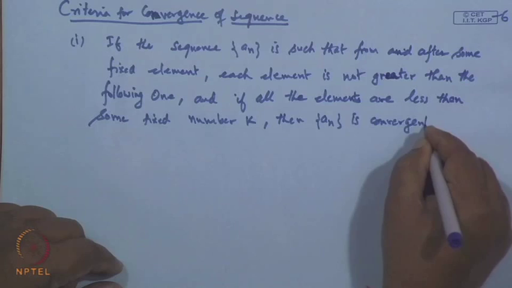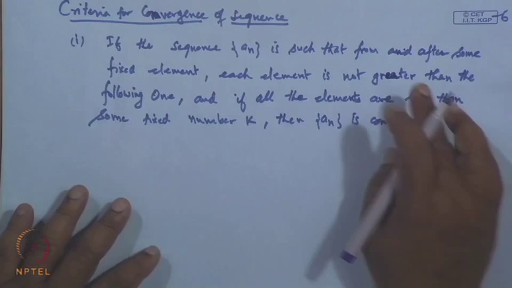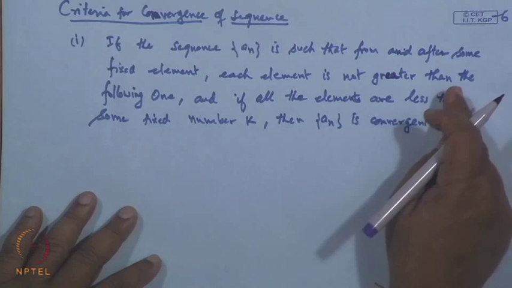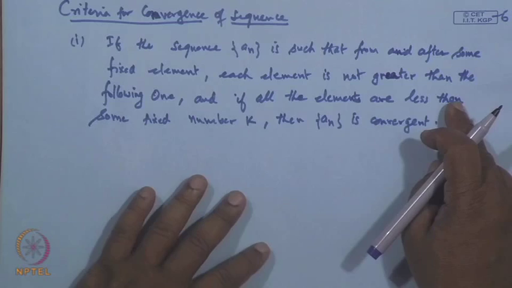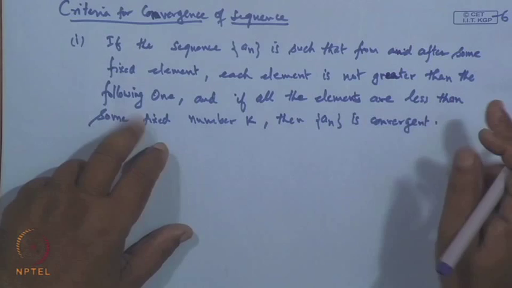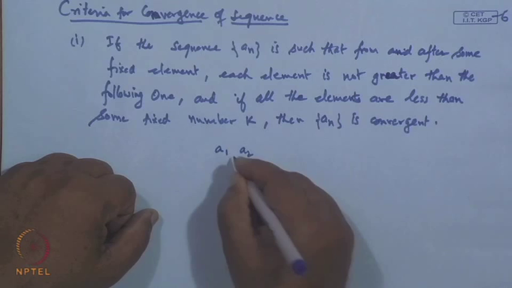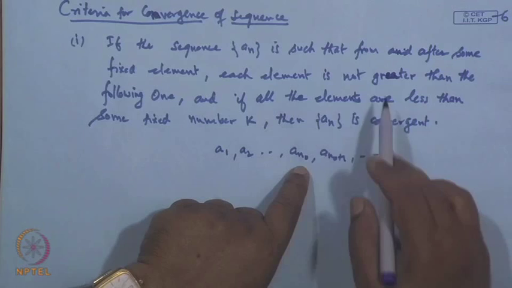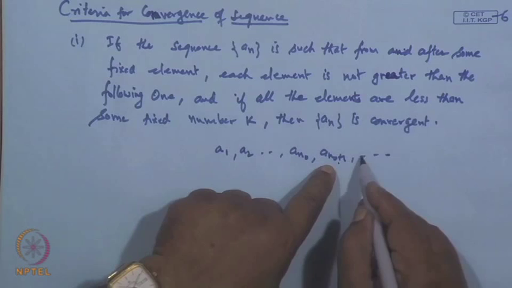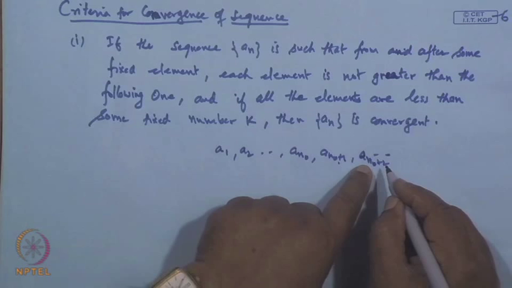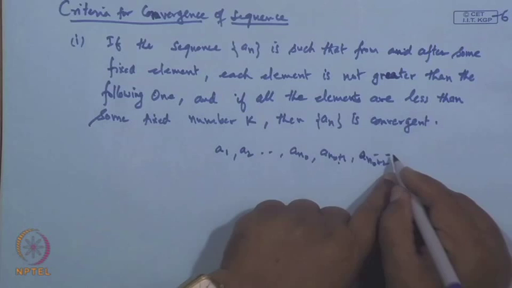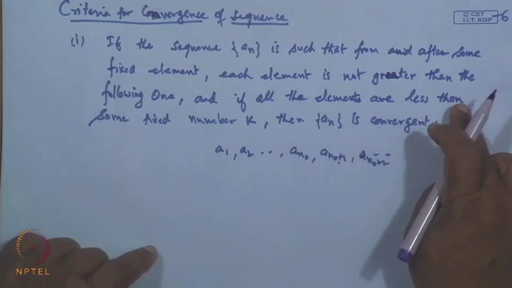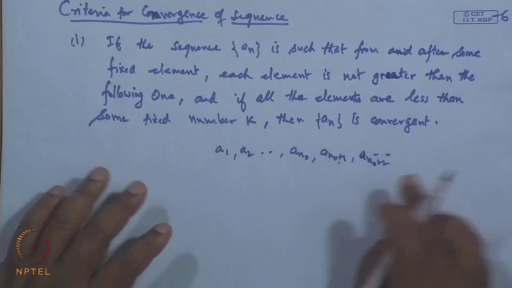So, what this says is, if a sequence a_n is such that from and after some fixed element, each element is not greater than the following one, it means that after say n naught, if I take the sequence a_1, a_2, a_n naught, a_(n naught plus 1) and so on, this is our sequence. And after this n naught, each element is not greater than the following one. It means a_(n naught) is less than a_(n naught plus 1), which is less than a_(n naught plus 2), which is less than a_(n naught plus 3), and like this. And if all the elements are less than some fixed number k, then the sequence will be convergent.